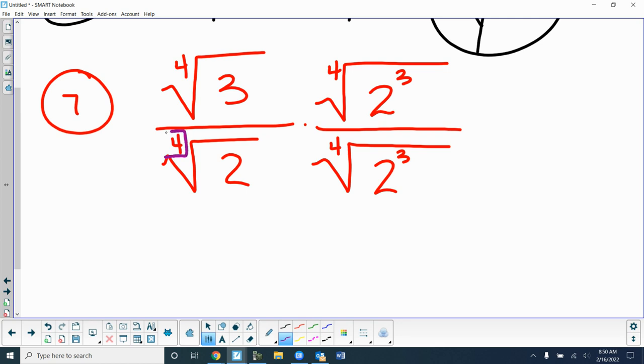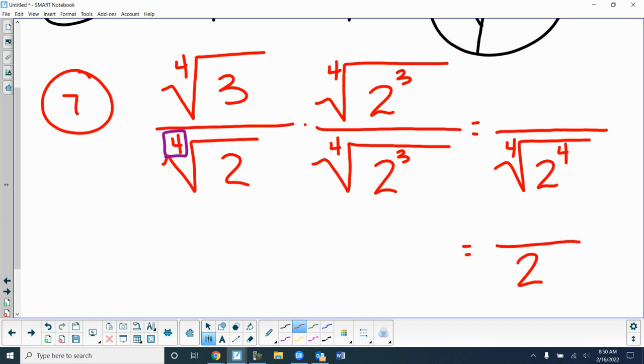You see this number? That tells me how many of that number I need. All right? So I have 1, 2 here. If I multiply by 3 more of them, I have a total of 4 of them. Okay? So when I multiply the bottom, what's 2 to the first times 2 to the third? 2 to the fourth. That's what it looks like. So what's the 4th root and the 4 exponent do to each other? Cancel. So my denominator becomes just a regular 2.